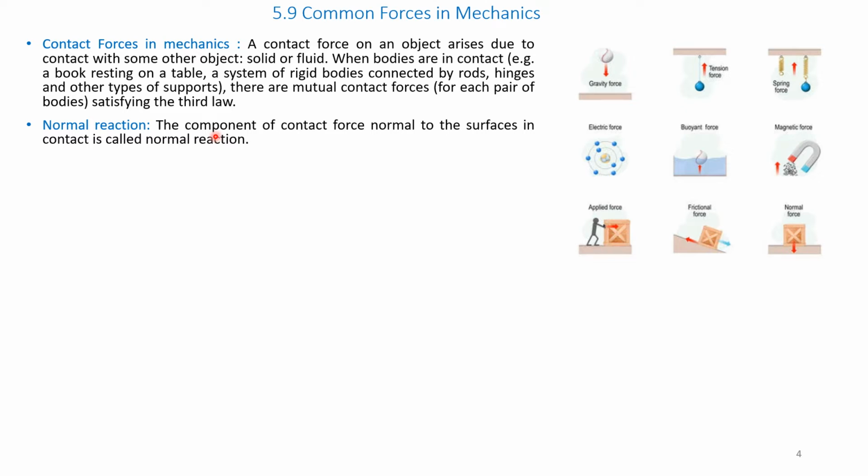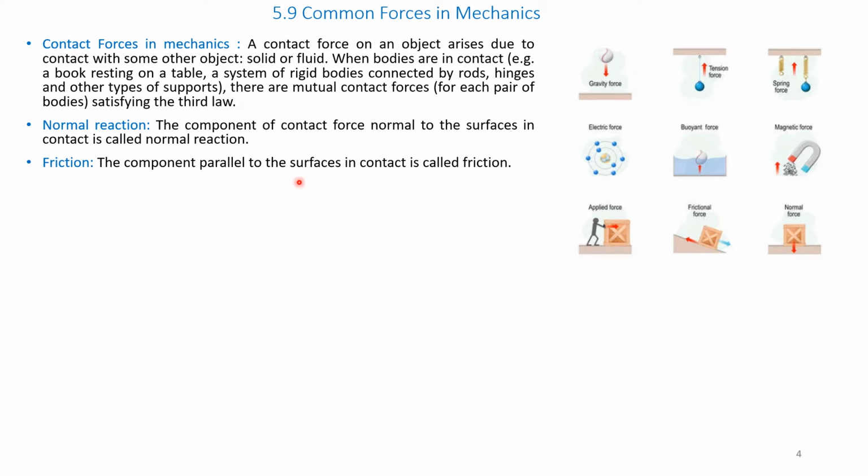Normal reaction. The component of contact force normal to the surface of contact is called normal reaction. Please see here, an object is kept on the table and there is a contact normal force acting downwards and the reaction is vertically up. So the component of contact force normal to the surfaces is called normal reaction.